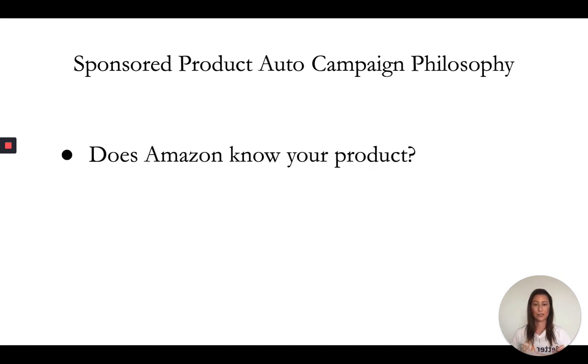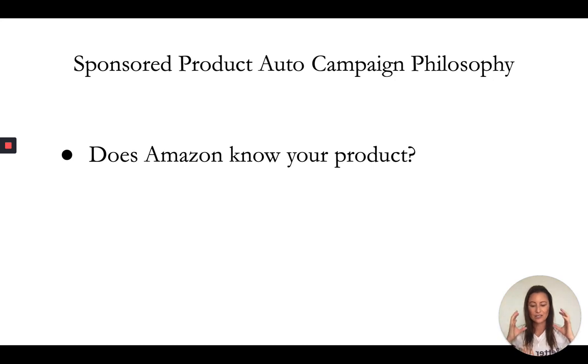Let's talk about sponsored product auto campaign philosophy first. Auto campaigns are amazing. We run them on all products for pretty much all of our brands. But the first question you need to ask: does Amazon know my product? That's the most important question when running an auto campaign, because if Amazon does not know your product, you don't have amazing backend keywords, you don't have a strong, keyword SEO optimized listing, Amazon's not going to know your product. So what's going to happen when you start this auto campaign? They're going to cast a wide net.